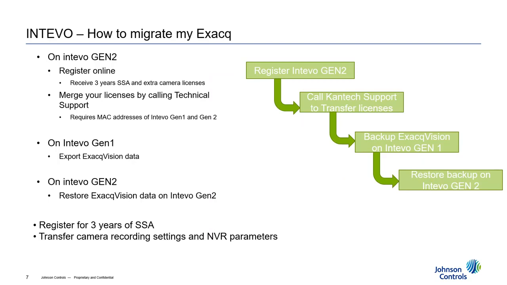We'll merge the licenses by contacting our tech support. They can migrate not only the Kantech license codes, but they can also migrate the Exact license codes. You'll need the MAC address for the Gen 1 as well as the MAC address for the Gen 2 in order to transfer those camera licenses and everything else. On the Gen 1, we will export the Exact Vision data just by doing a simple backup. And then on the Gen 2, you'll restore that data on the Gen 2 machine. So all your camera information, your recorded data, your camera information as far as the bit rate and the megapixel, and any motion sensitivity you have set up will automatically transfer over with the restore of the backup.